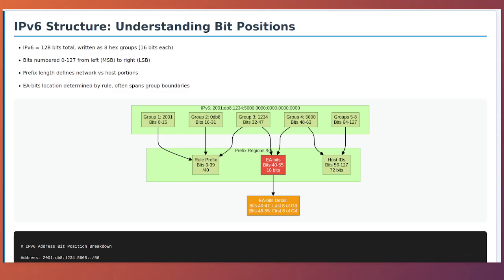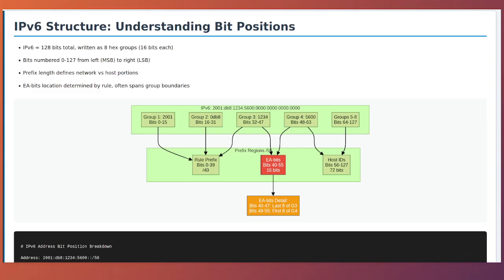When we talk about bit positions in an IPv6 address, we number them from 0 to 127, starting from the leftmost bit, which is the most significant bit. So bit 0 is the very first bit on the left, bit 1 is the second bit, and so on until bit 127, which is the very last bit on the right.